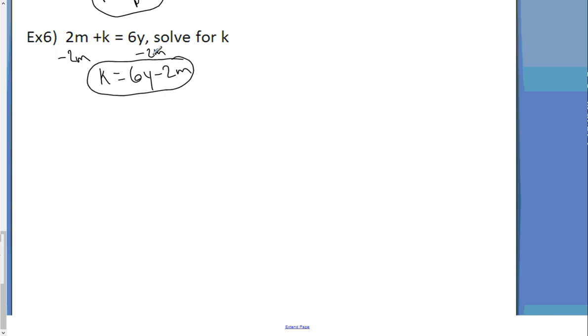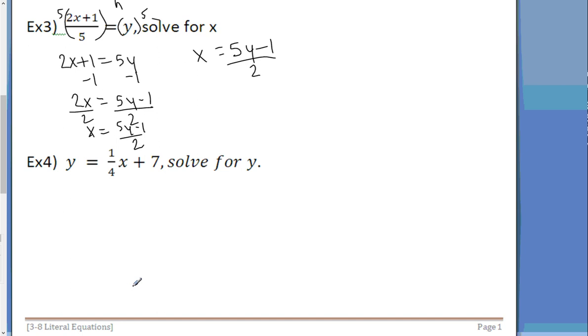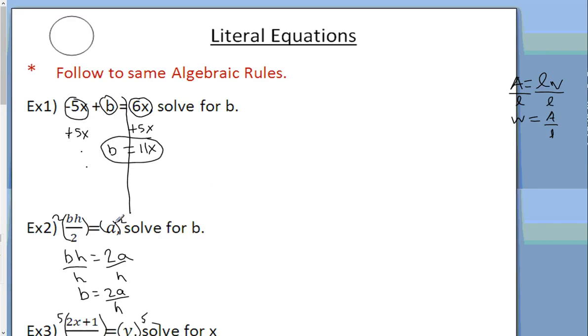Literal equations. You don't really understand why they're so important yet, but next chapter in linear equations, this will become a very, very important concept. Have fun with it.